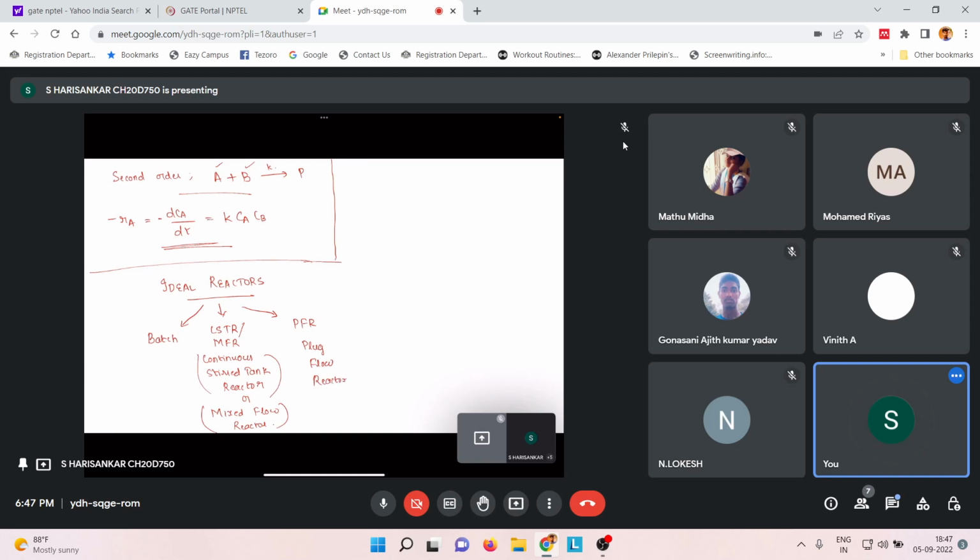Let's start with the batch reactor. Can anyone say what you mean by batch operation, or batch processing, or a batch reactor?